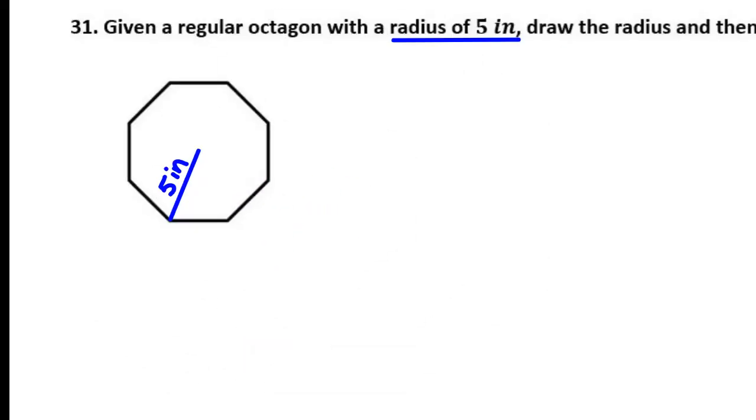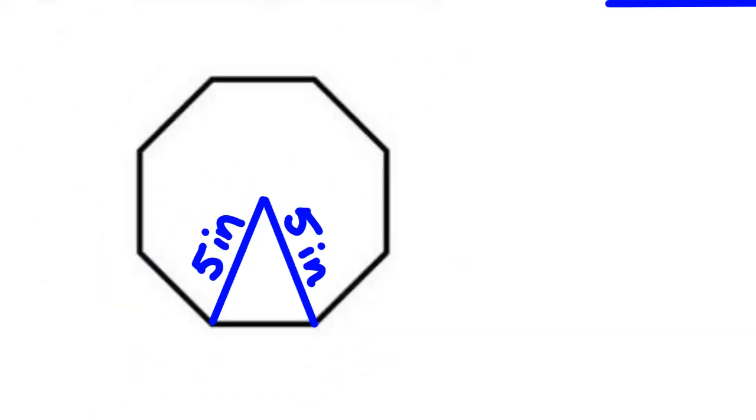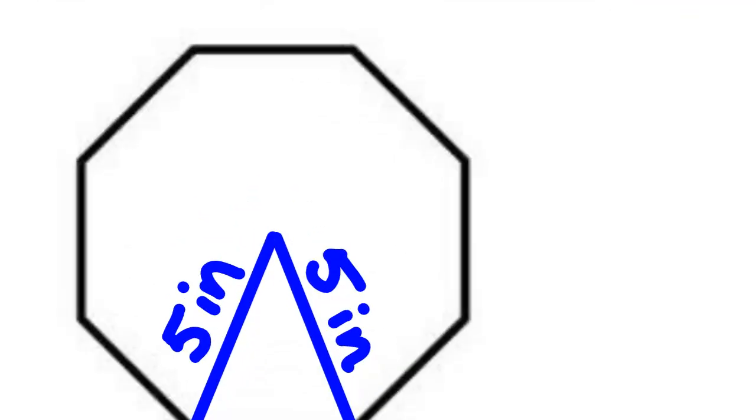It said to find the perimeter and the area. I'm going to find the area first because that's easier. To find the area, I need to draw in another radius, so from the center to a different corner. That would also be 5 inches. And then I'm going to need the measurement of the central angle.